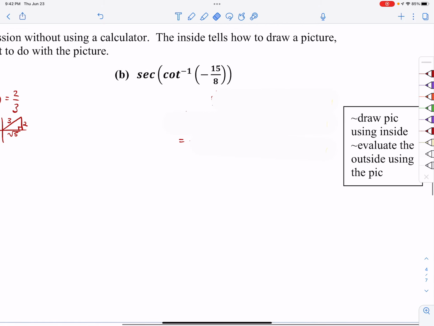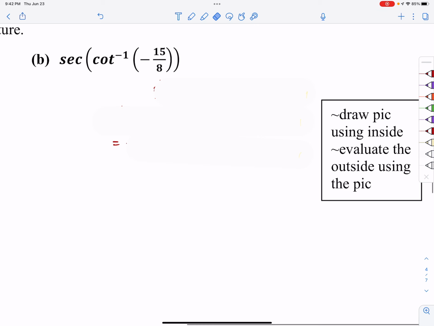If I run over to part B here, again, just taking this, the inside tells me how to draw a picture. And so I know that if I draw this picture, if I think of this as cotangent of some angle is equal to -15/8, that's going to be adjacent over opposite. And so that's where I got my -15/8.